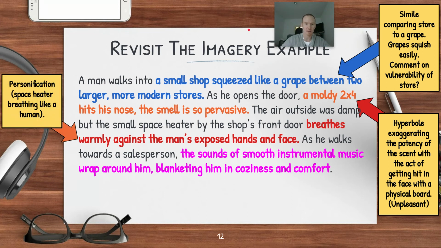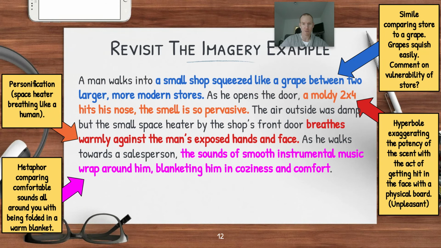The next one is about the space heater breathes warmly against the man's exposed hands and face. This is personification. The space heater, an inanimate object, is being given a human capability, to breathe hot air onto the man's hands and face.